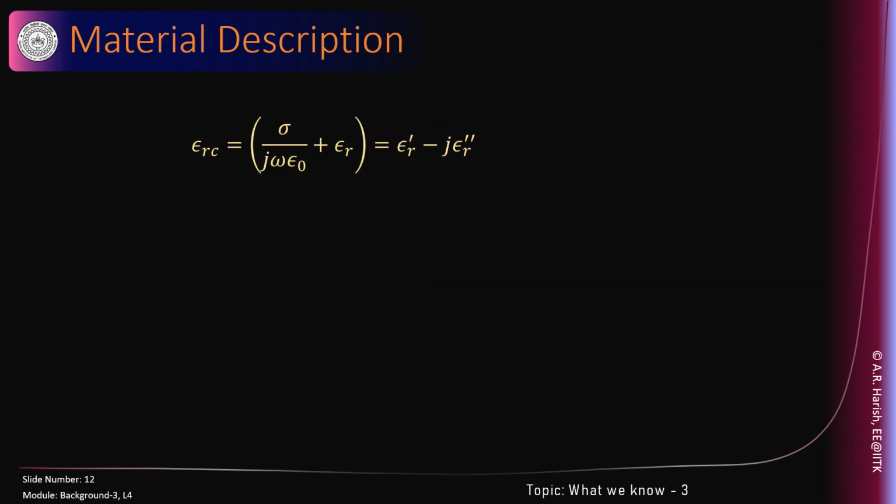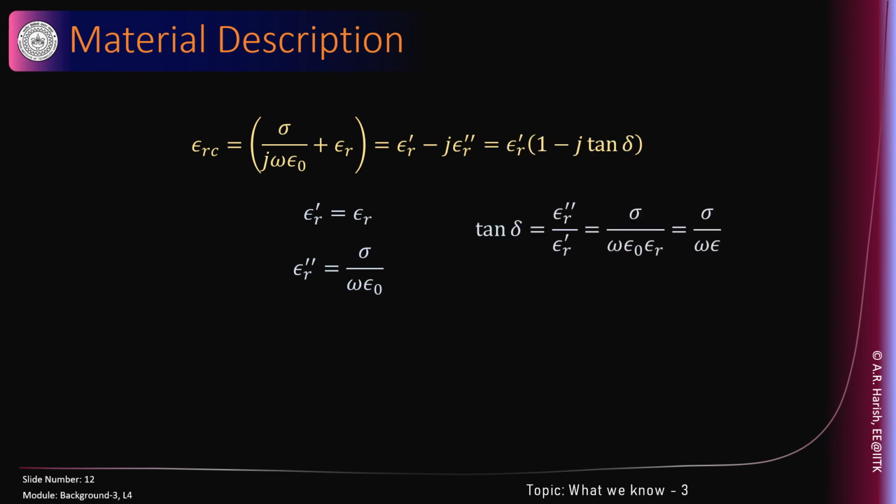It has its advantages. More so, if you look at this complex quantity epsilon rC, this can be written as a real part epsilon r prime minus j epsilon r double prime. Epsilon r prime is nothing but epsilon r, and epsilon r double prime is sigma upon omega epsilon naught. We can also take out epsilon r prime common and express it as epsilon r prime multiplied by 1 minus j tan delta, where tan delta is known as the loss tangent, which is the ratio of epsilon r double prime upon epsilon r prime, which is also equal to sigma upon omega epsilon.